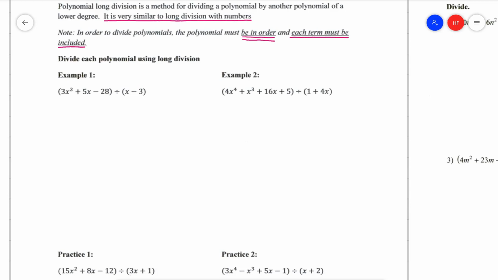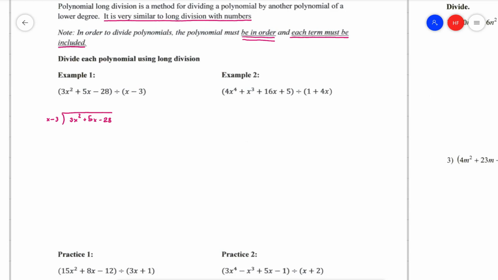So on example 1, we're going to take x minus 3 on the outside, and 3x squared plus 5x minus 28 on the inside.